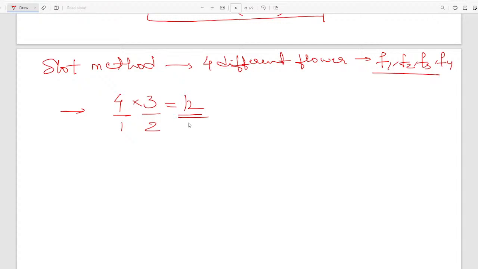I hope that this is clear. This is the slot method. Similarly, if there are 3 slots and you have to arrange these 4 flowers, it is 4 into 3 into 2, which is 24 ways.